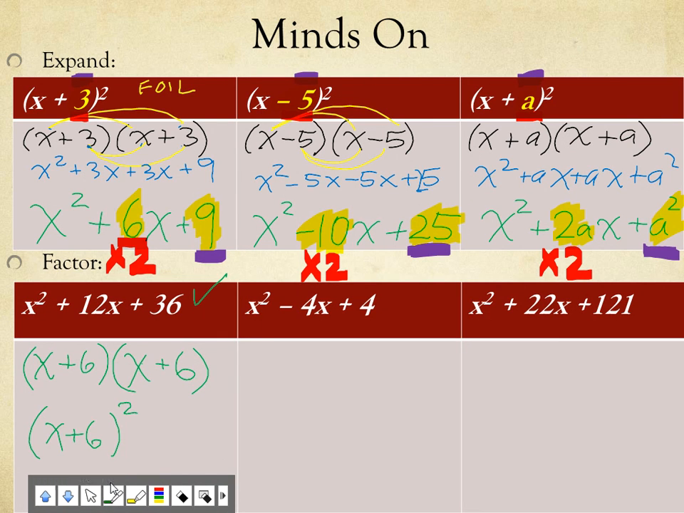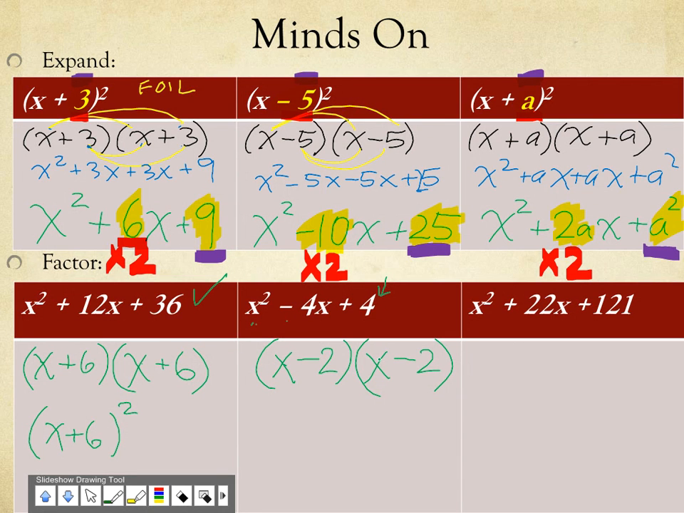Okay, in the next one, again, I'm factoring, so I'll put my two empty brackets. I know x and x have to go at the beginning to give us x squared. I'm looking for numbers that will multiply to give me 4 and also add up to give me negative 4. So it's probably going to be 2 and 2. But to give me that negative in the middle, I'm going to need them to be negative. So I could do my mental check.